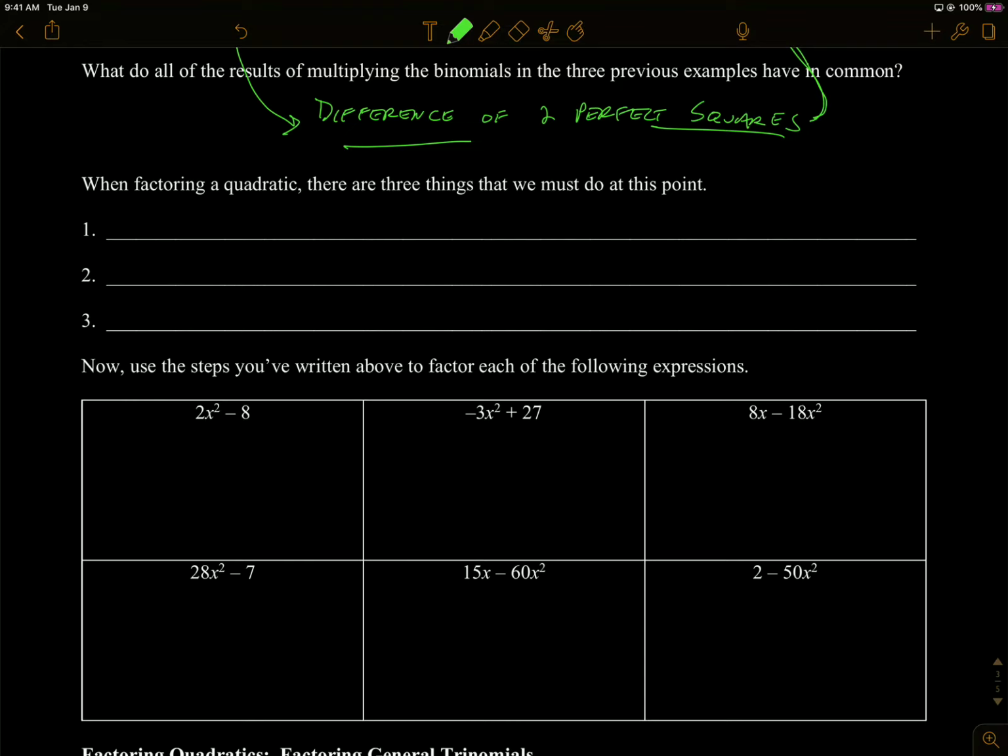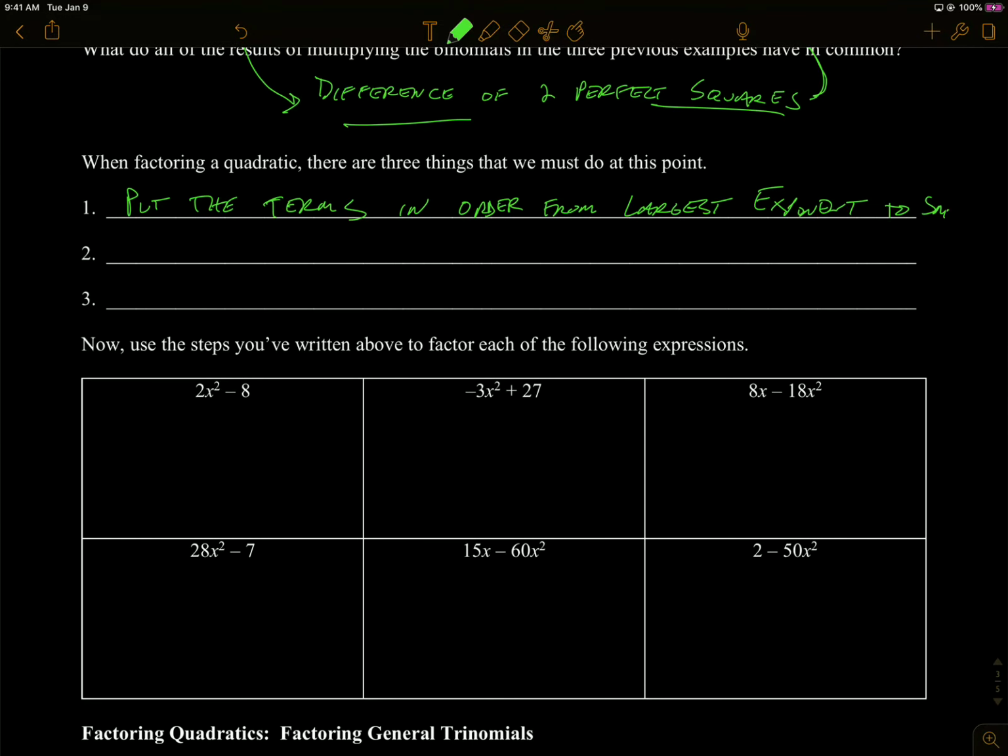When factoring a quadratic, there are three things that we have to do at this point. The first thing I recommend is put the terms in order from largest exponent to smallest exponent. You don't have to. This one's optional. I don't do this usually. Sometimes I do, but most of the time I don't.